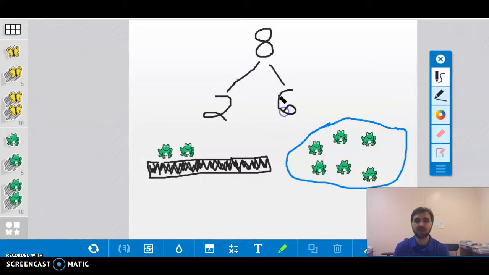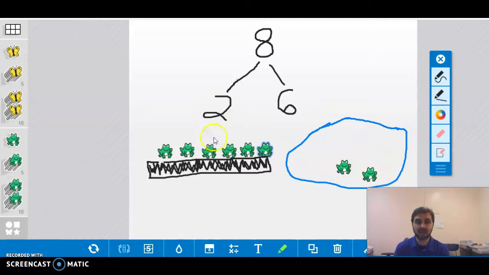Whoa! 8 can be broken up into 2 and 6. Watch this, boys and girls. Remember I said it doesn't matter what order it goes in? What if four frogs jump back onto the log? Look, now there's 6 on this side and 2 over here. It still makes 8 though, right?